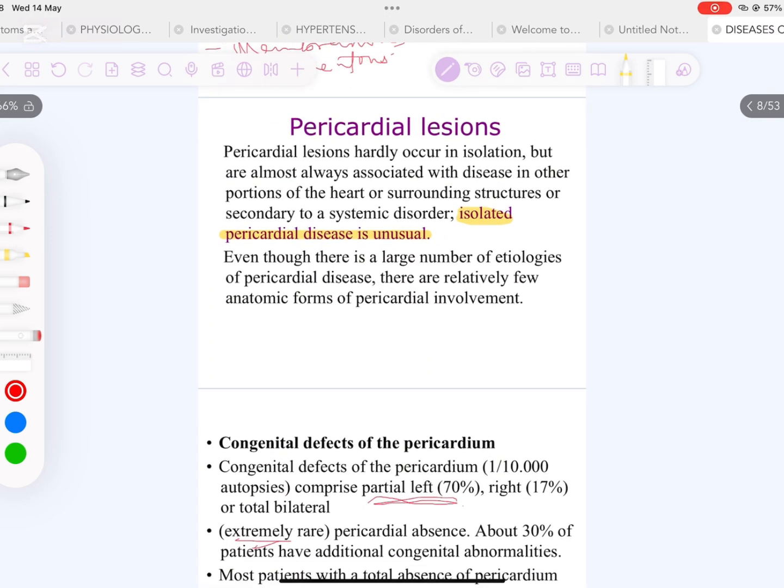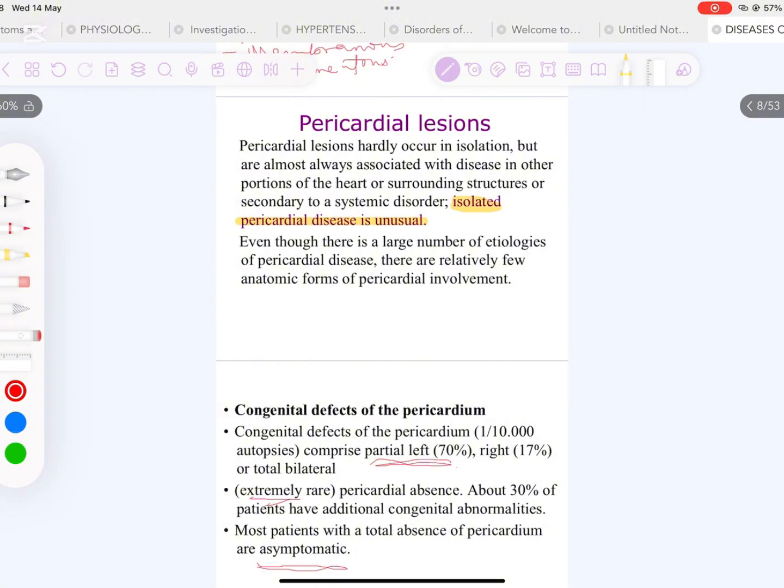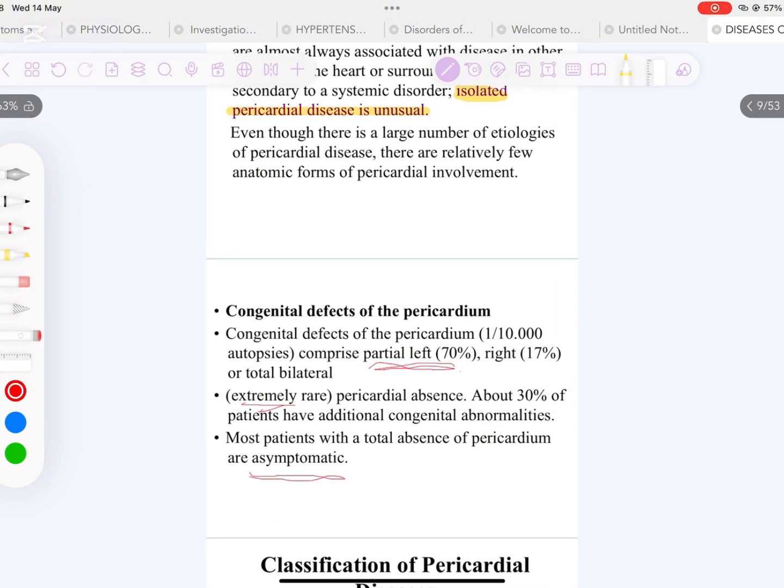So now, pericardial lesions, right? We have different types of pericardial lesions. It can either be isolated, which is unusual because most pericardial diseases are usually secondary to something. But sometimes they can be isolated. So, even though there is a large number of etiologies of pericardial disease, there are relatively few anatomic forms. You can have a large number of etiologies, but relatively few anatomic forms of pericardial involvement.